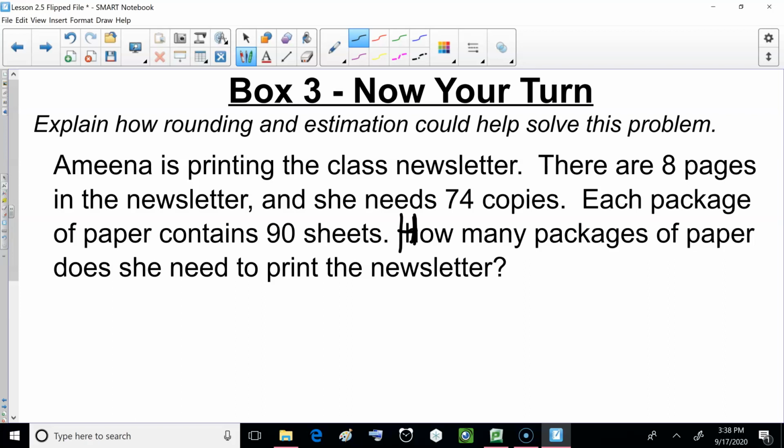So read this again to yourself, picture what's going on, see if you can use estimation to solve how many packages of paper she needs.